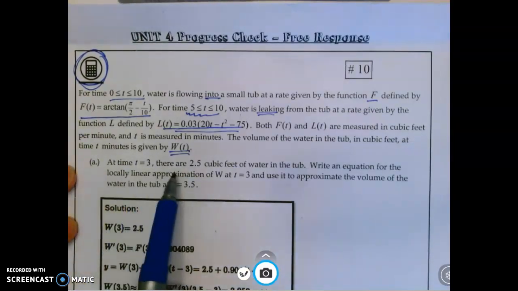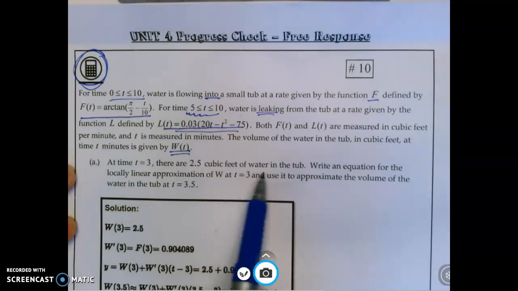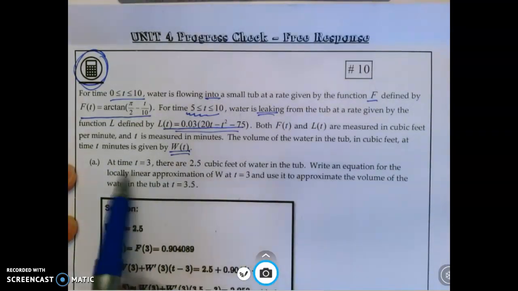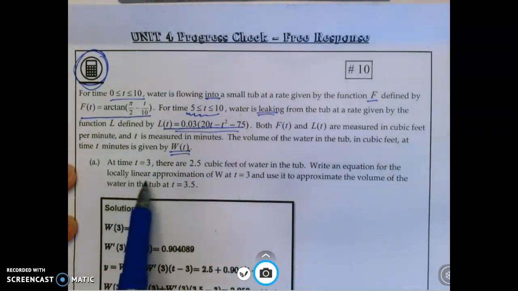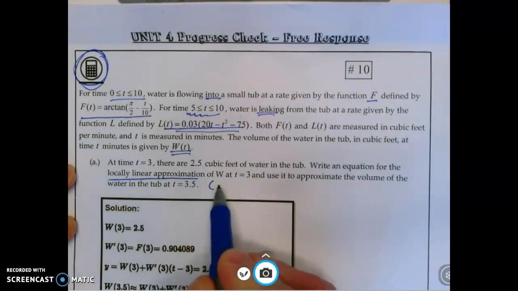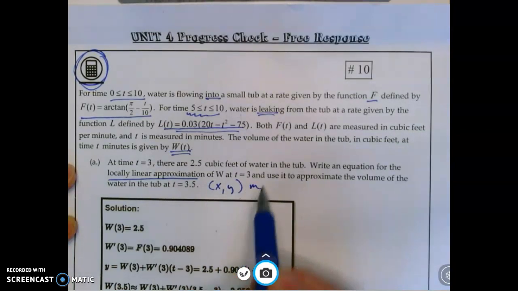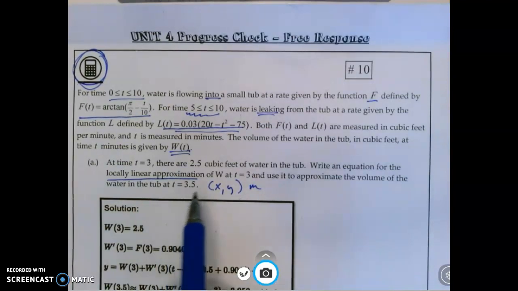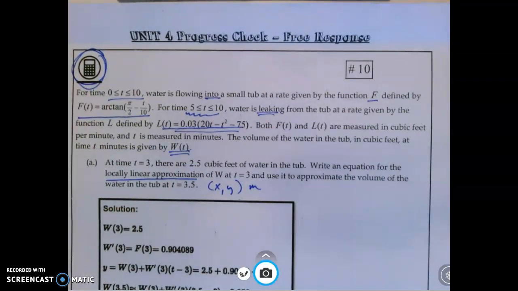At time t equals 3, there are 2.5 cubic feet of water in the tub. That means W of 3 equals 2.5, the total volume. Write an equation for the local linear approximation. So we're looking for slope and looking for an x, y at t equals 3, and use it to approximate the volume at 3.5. So we're talking about linear approximation here. Don't overthink it. Don't freak out. We need a linear equation, and we need an x, y coordinate point.